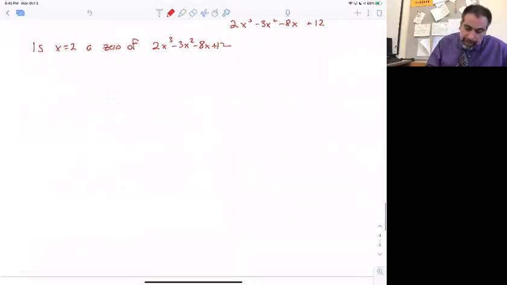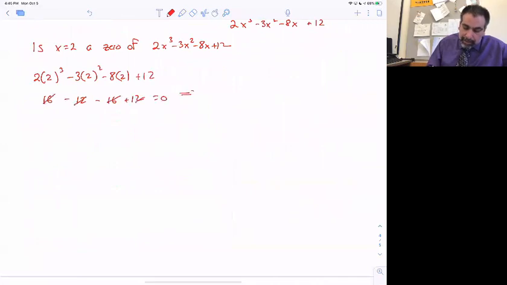Let's plug into this. So if I plug 2 in, I get 2 times something cubed minus 3 times something squared minus 8 times something plus 12. I'm plugging 2 in. When I do this out, I'm going to get 16 minus 12 minus 16 plus 12. And those actually work out really nicely. This equals 0. What this now tells me is x minus 2 is a factor of 2x cubed minus 3x squared minus 8x plus 12.